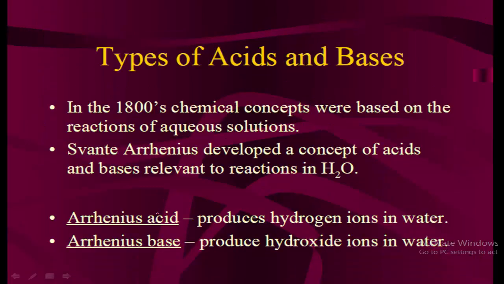Then types of acids and bases. There are different types of acids and bases, and some of the types are given here. In 1800, the chemical concepts were based on the reactions of aqueous solutions. Arrhenius is the scientist who developed the concept of acids and bases. So an Arrhenius acid is a substance which produces hydrogen ions in water. And in a similar manner, an Arrhenius base is a substance which produces hydroxide ions in water.